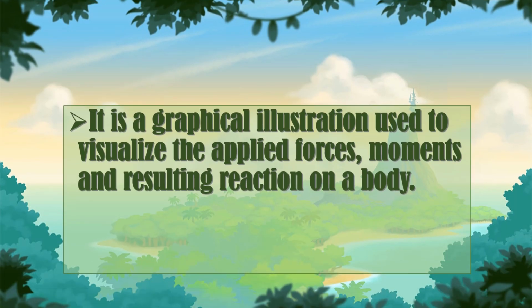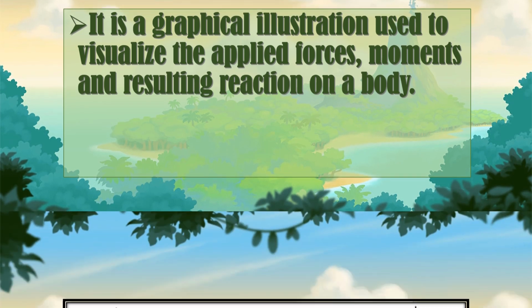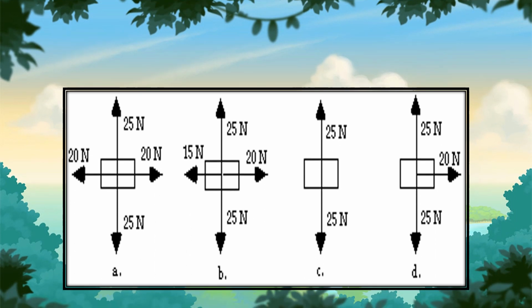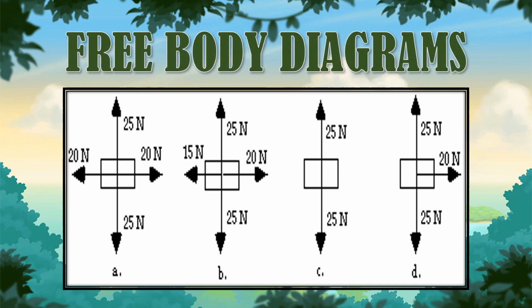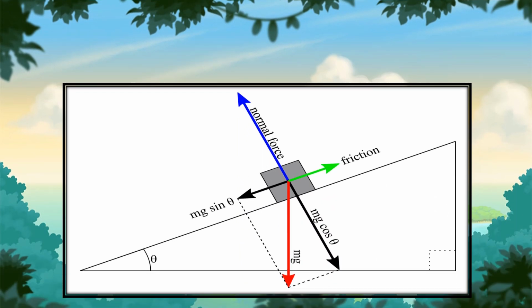Next is a free body diagram. Free body diagram is a graphical illustration used to visualize the applied forces, moments, and resulting reaction on a body. This is what you usually see in free body diagrams. Lastly, free body diagram example with an angle.